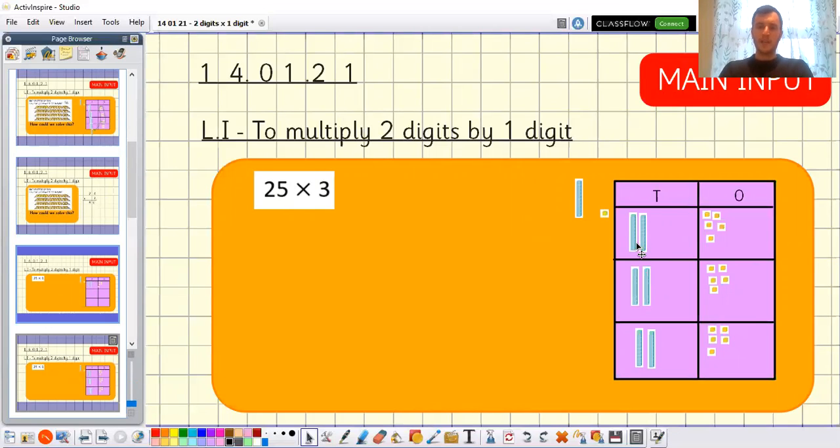Now again, I'm looking at my 10s and they seem fine. 10, 20, 30, 40, 50, 60. That's okay. But my 1s, once again, there's an issue. I've got 5, 10, 15 ones. Again, that's not okay. I can't say my answer is 60, 15. That doesn't work, does it?